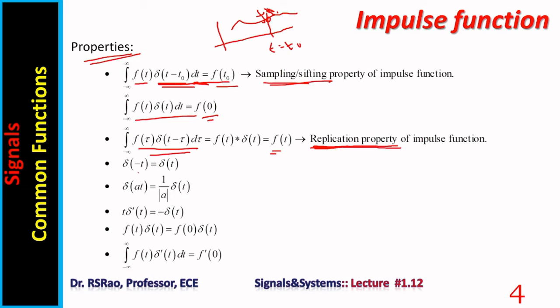Some more mathematical identities may be useful in the study and analysis of signals and systems. Delta of minus t equal to delta of t. Delta of at, time scaling, is equal to 1 by mod a delta of t. t delta prime t equal to minus delta of t. Here prime indicates differentiation with respect to time. f of t delta of t is f of 0 delta of t, and integral minus infinity to plus infinity f of t delta prime of t dt is minus f prime of 0.